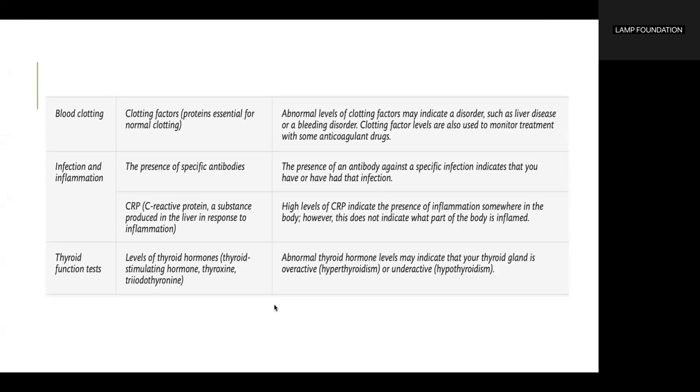CRP, C-reactive protein, a substance produced in the liver in response to inflammation. High levels of CRP indicate the presence of inflammation somewhere in the body. However, this does not indicate what part of the body is inflamed. Thyroid function tests. Levels of thyroid hormones: thyroid stimulating hormone, thyroxine, triiodothyronine. Abnormal thyroid hormone levels may indicate that your thyroid gland is overactive, hyperthyroidism, or underactive, hypothyroidism.